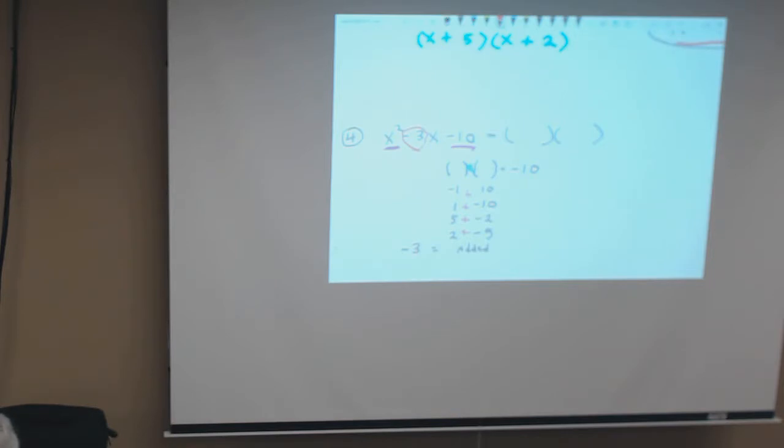Negative 1 plus 10 is 9. 1 plus negative 10 is negative 9. 5 plus negative 2 is 3. 2 plus negative 5, there it is right there. That's my magic combination. You follow it?